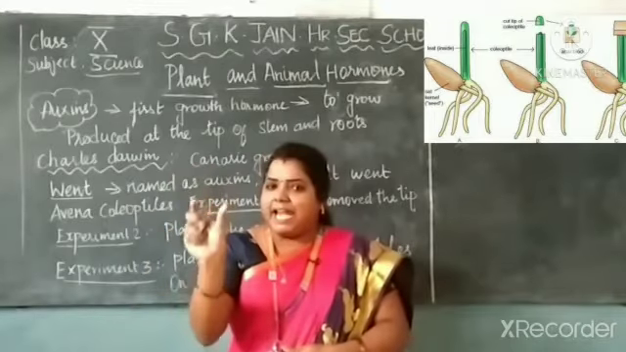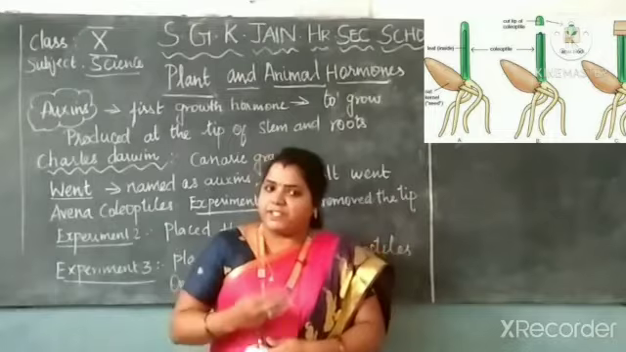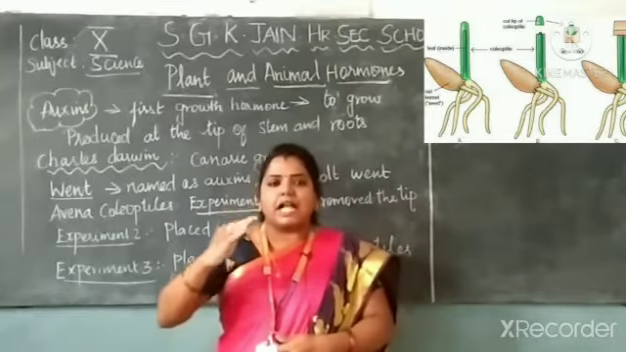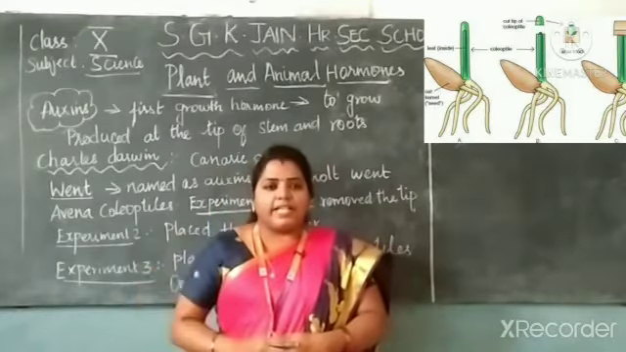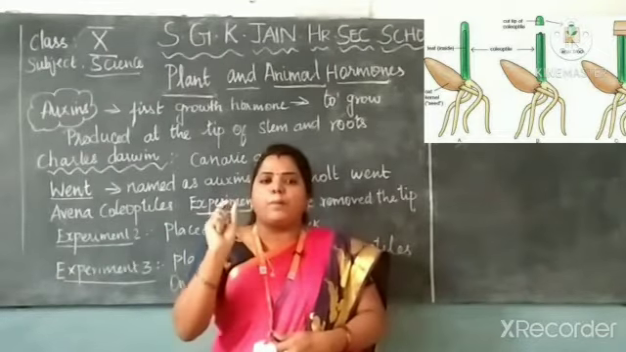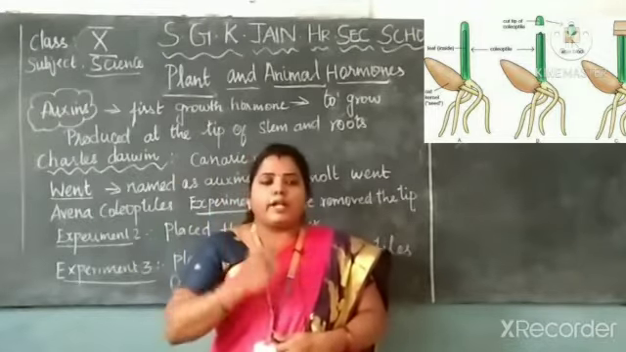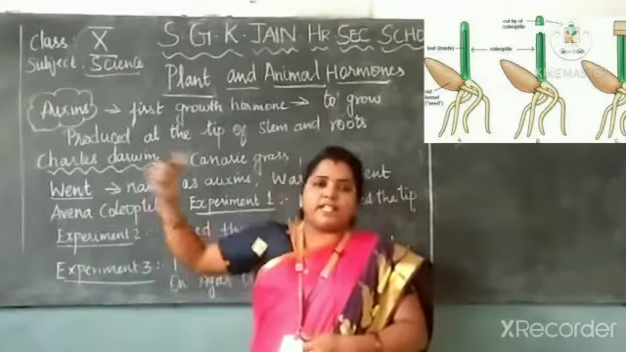Later on, he placed that agar over the plant. After a few days, he observed again. The plant had started to grow. Finally, he concluded that the growth of a plant depends upon the chemical present at the tip of the plant. What type of chemical is it? Auxin, it is a chemical.